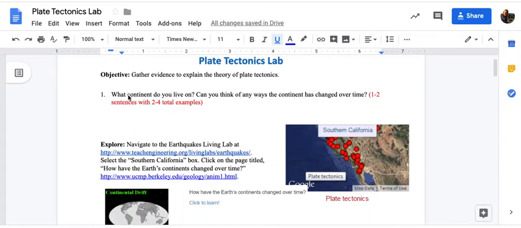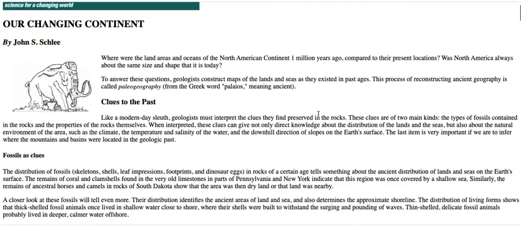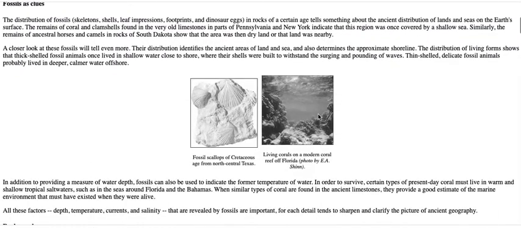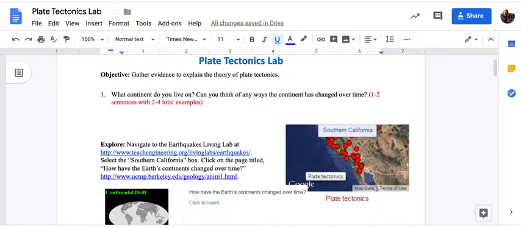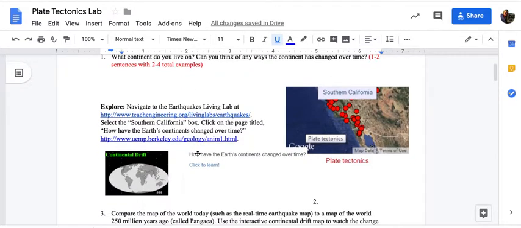So the first question is, what continent do you live on? And notice it's saying what continent, not what plate. Can you think of any ways the continent has changed over time? I just did a very simple search, "our changing continent," and looked it up, and there's all kinds of information here. Just so that you can calibrate and not go too long or too short in your answer, I wrote some hints here, like 1 to 2 sentences with 2 to 4 examples.